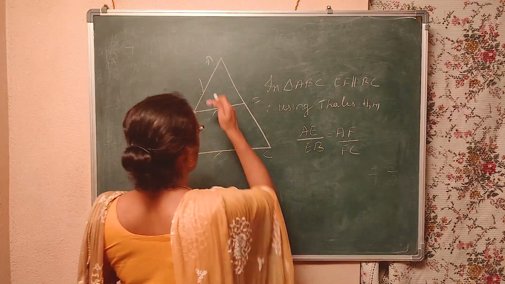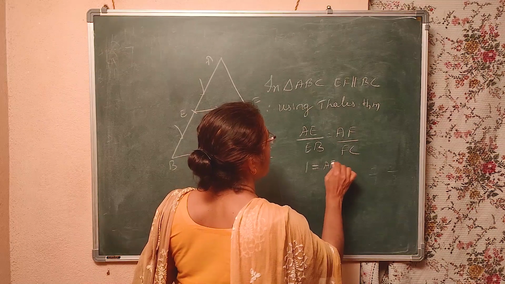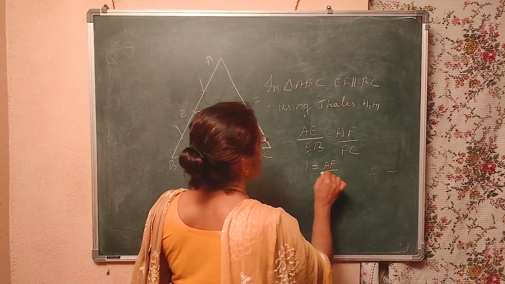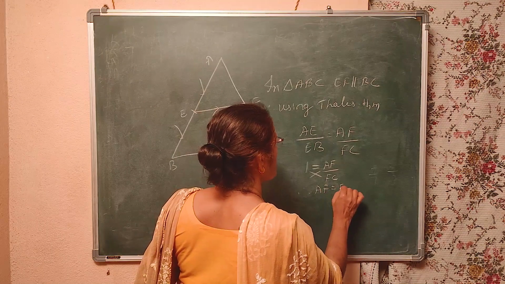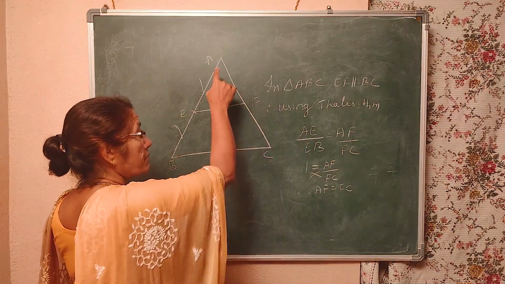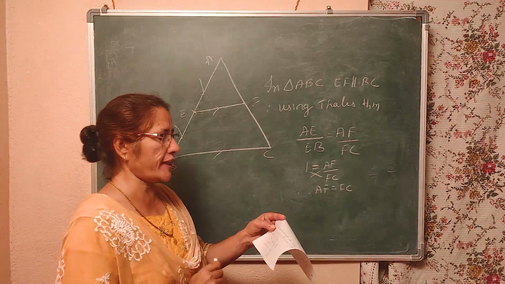AE by EB, both are equal. So, that is equal to 1, which is equal to AF by FC. So, you get AF is equal to FC. That means F is the midpoint of AC. We proved it. That is the question given.